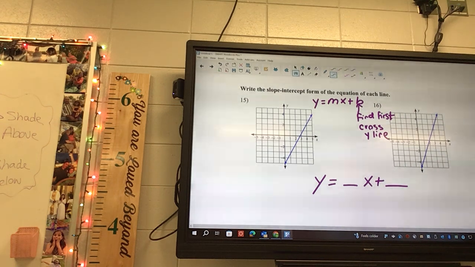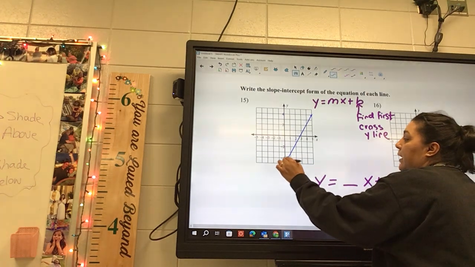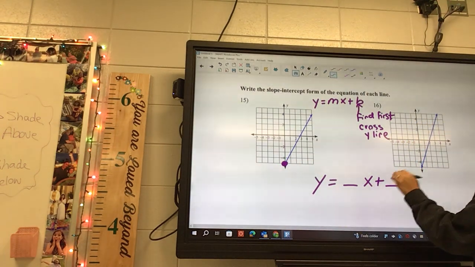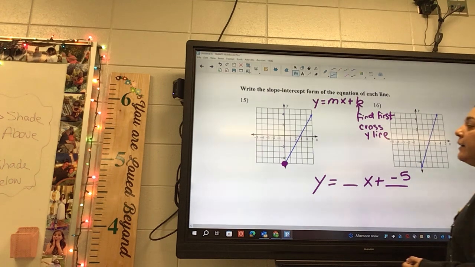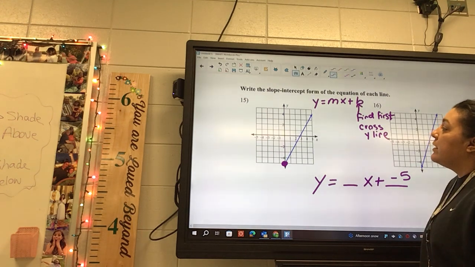Find the y on your graph. Where does it cross at? At -5. So right here. Okay, so put a dot there, and then we're going to fill in a -5 right there. Okay, for the other part, you're going to find the next closest dot. Okay, the next closest dot.